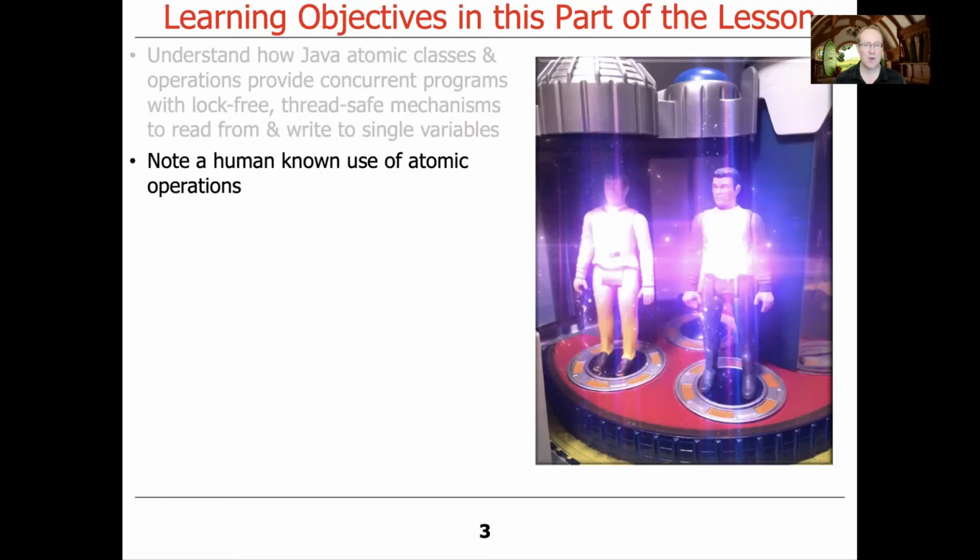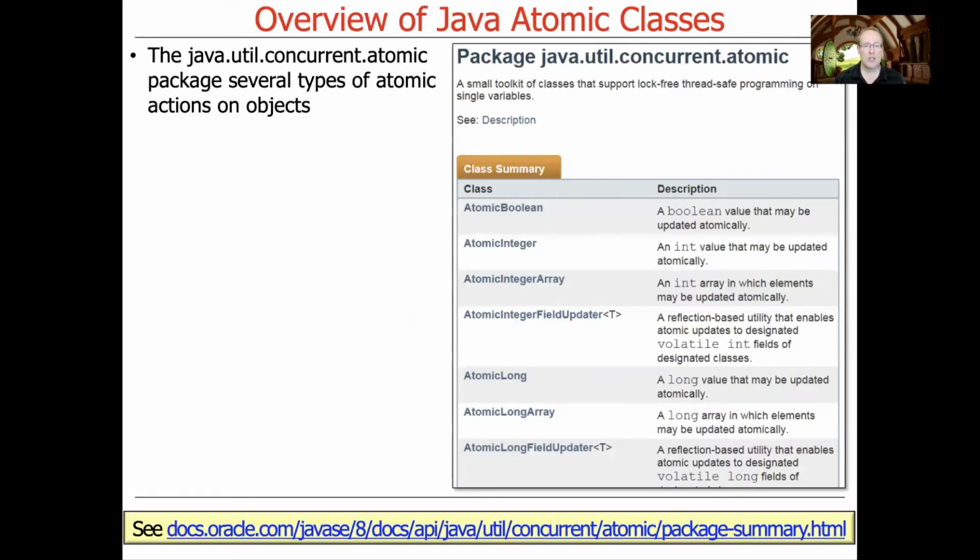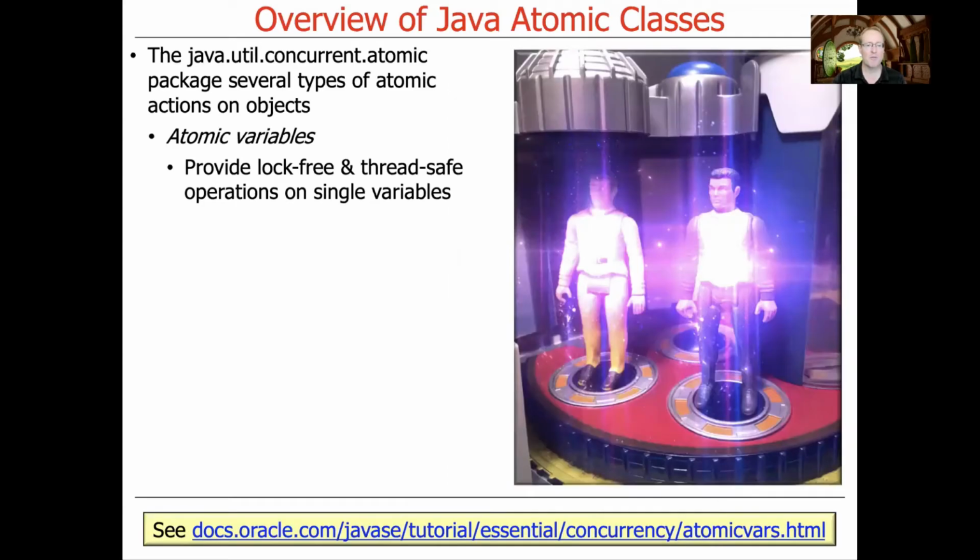And of course, you'll see one of my favorite things to do for all the examples we talk about is to discuss human known uses of these synchronizers. And I think you can already guess the human known use we're going to use because I've mentioned it before. So there's a bunch of different types of atomic actions on objects. I've given you a summary before.